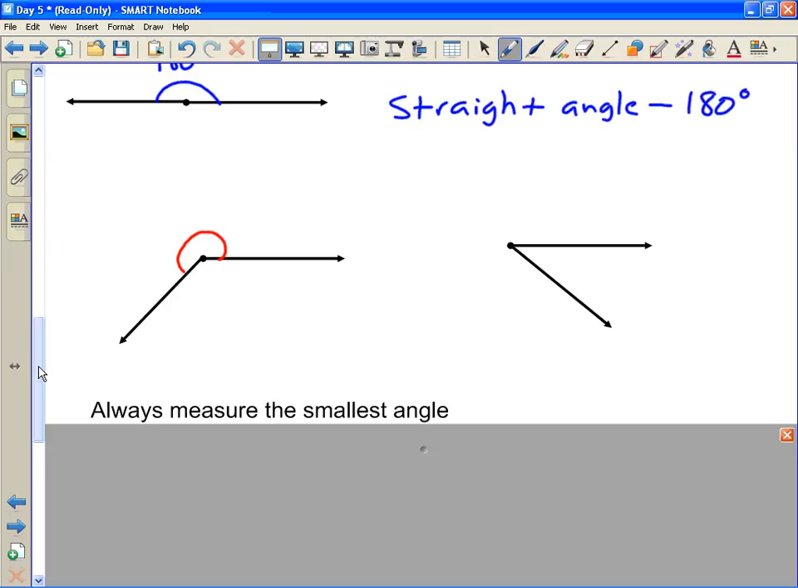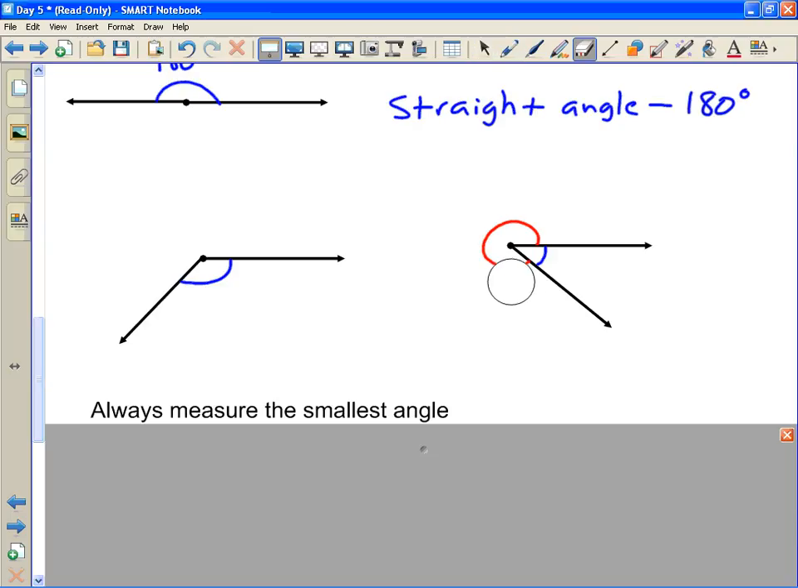When we get to circles, when we're talking about central angles and how they relate to arcs, then we might use this. But when we're talking about anything besides circles, we don't want to talk about those angles. We always want to talk about the small one, this one. We would measure that one. Same thing here, we would measure this one. We would not measure this angle.